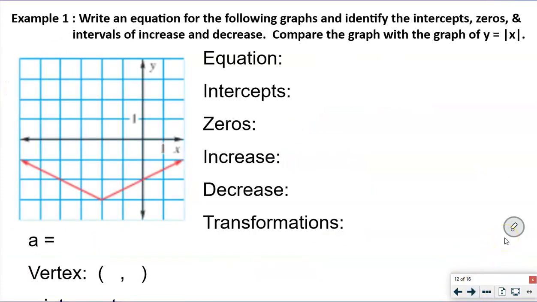So in our first example, it says write an equation for the following graphs and identify the intercepts, zeros, and intervals of increase and decrease. Compare the graph with the graph of y equals the absolute value of x, and that's what the transformations are going to be.